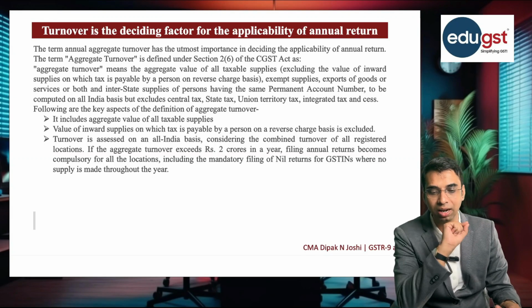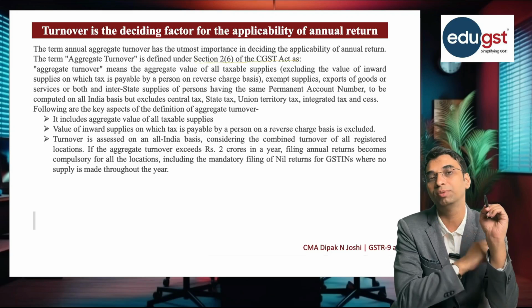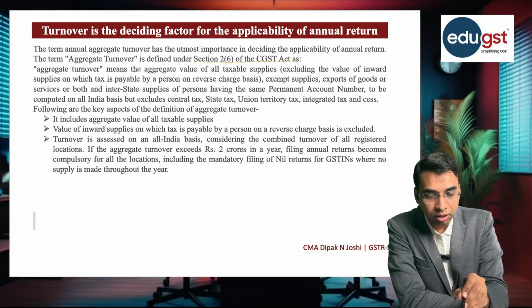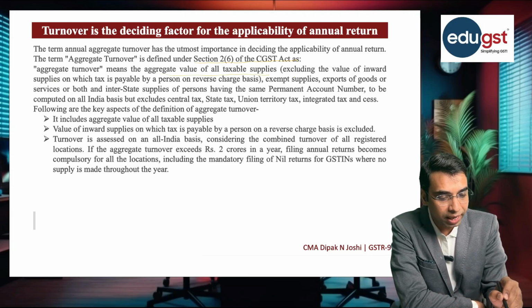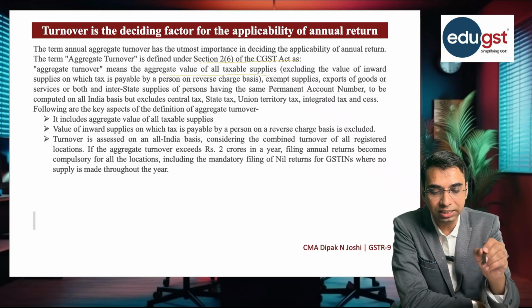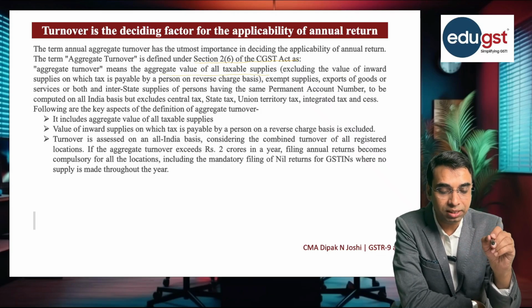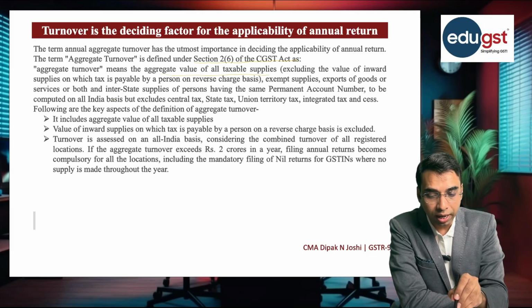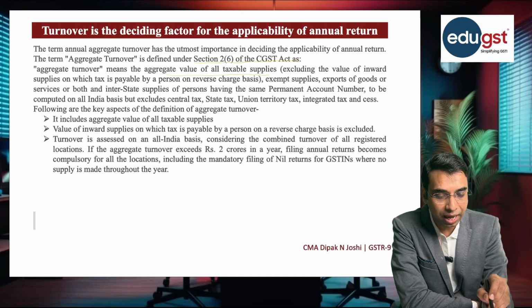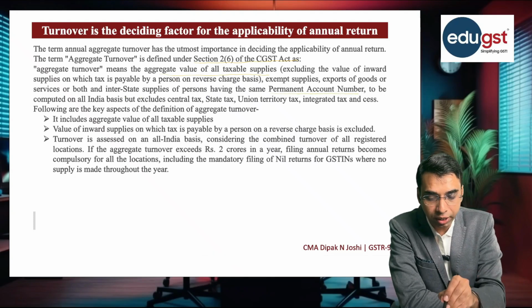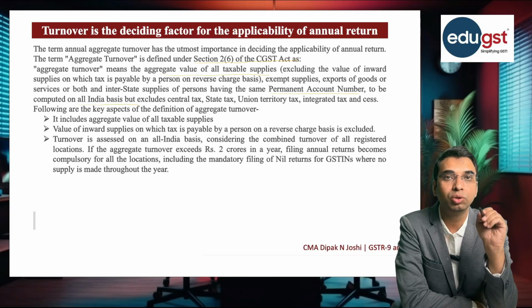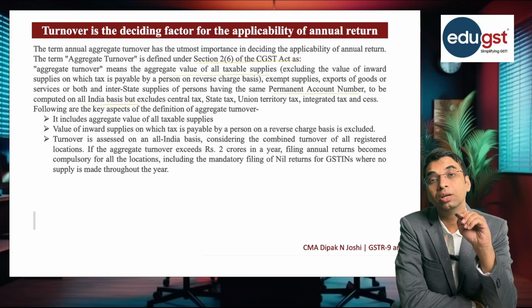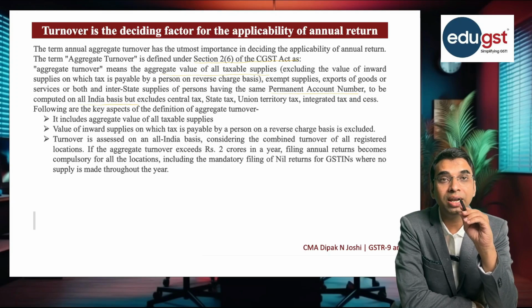The concept of aggregate turnover is defined under section 2 subsection 6 of the CGST. What is aggregate turnover? Aggregate turnover means the aggregate value of all taxable supplies excluding the value of inward supplies on which tax is payable by the person on reverse charge basis, exempt supplies, export of goods or services or both, and interstate supplies of a person having the same PAN account number, to be computed on all India basis. So this is the aggregate turnover of the same PAN across India. So it will be calculated at all India level.